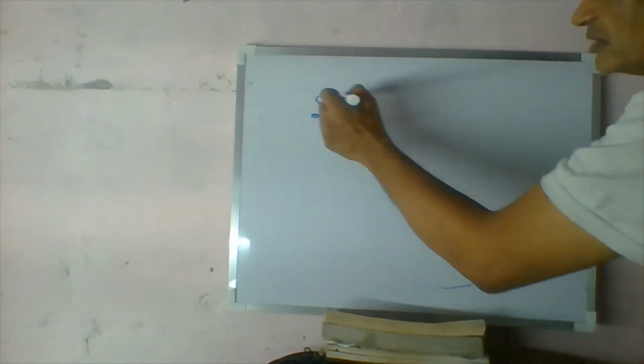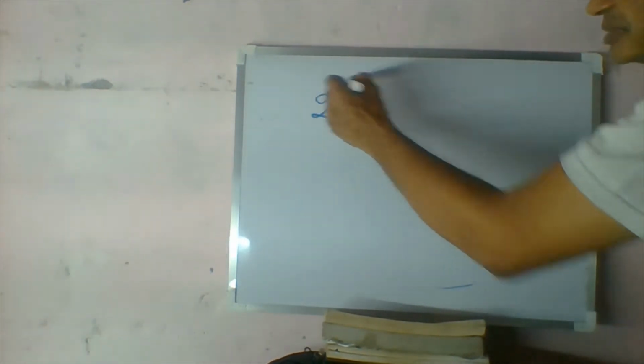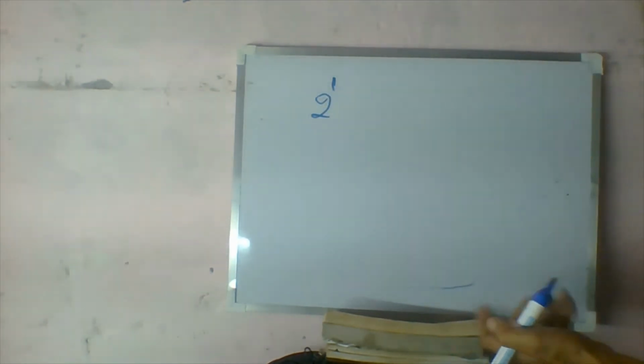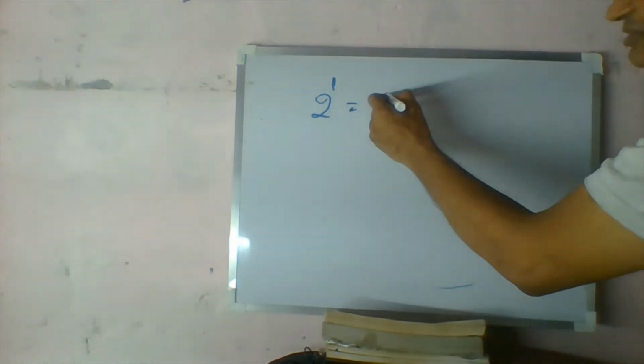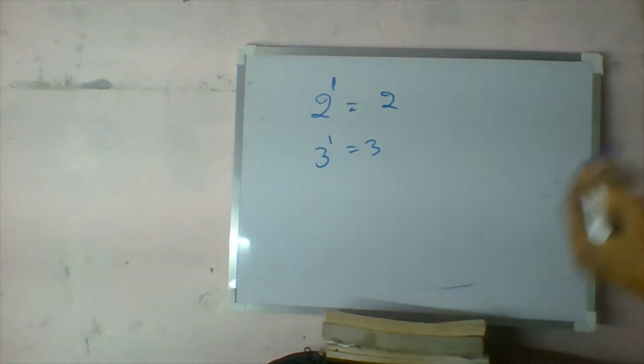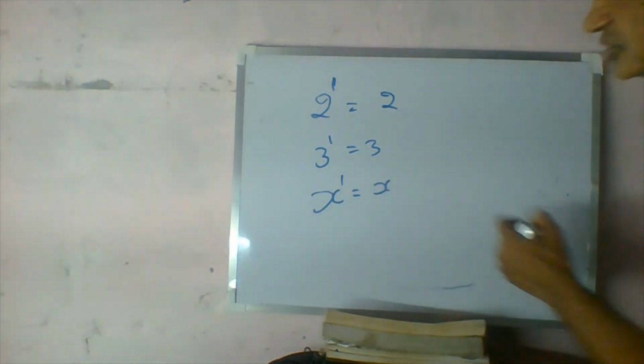Often we come across such expressions. What will happen if 2 is raised to power 1? If it is a single 2, it is 2 raised to power 1. That means one 2 multiplied by itself, that is 2. So 2 raised to power 1 will be 2, 3 raised to power 1 will be 3. That means any number raised to power 1 will be the number. So x raised to power 1 will be x.